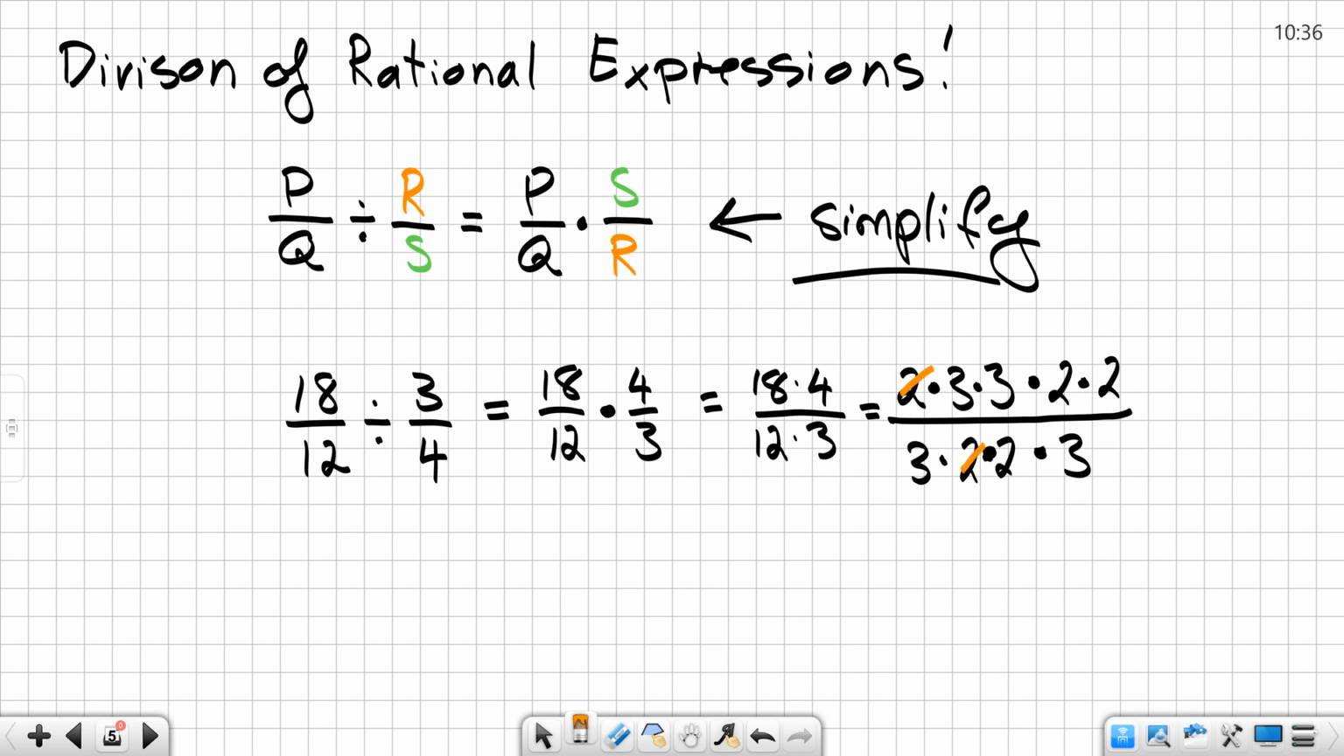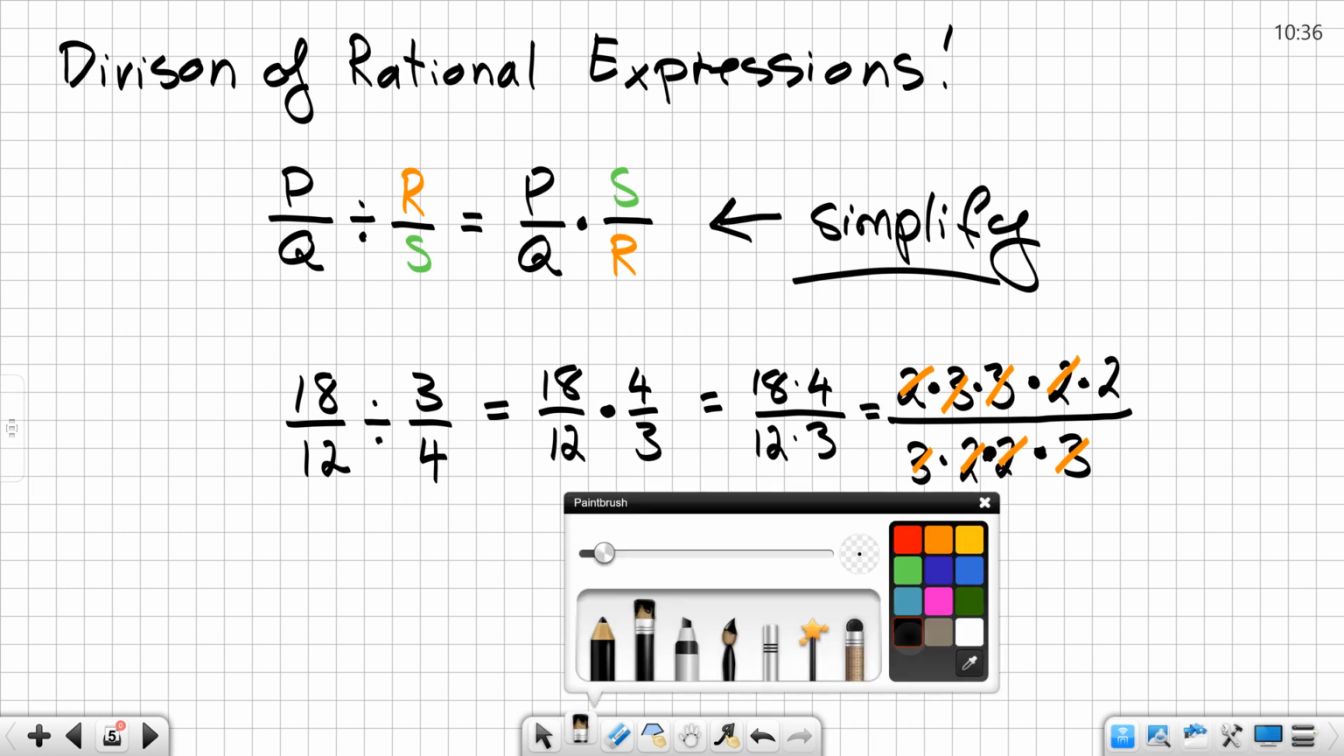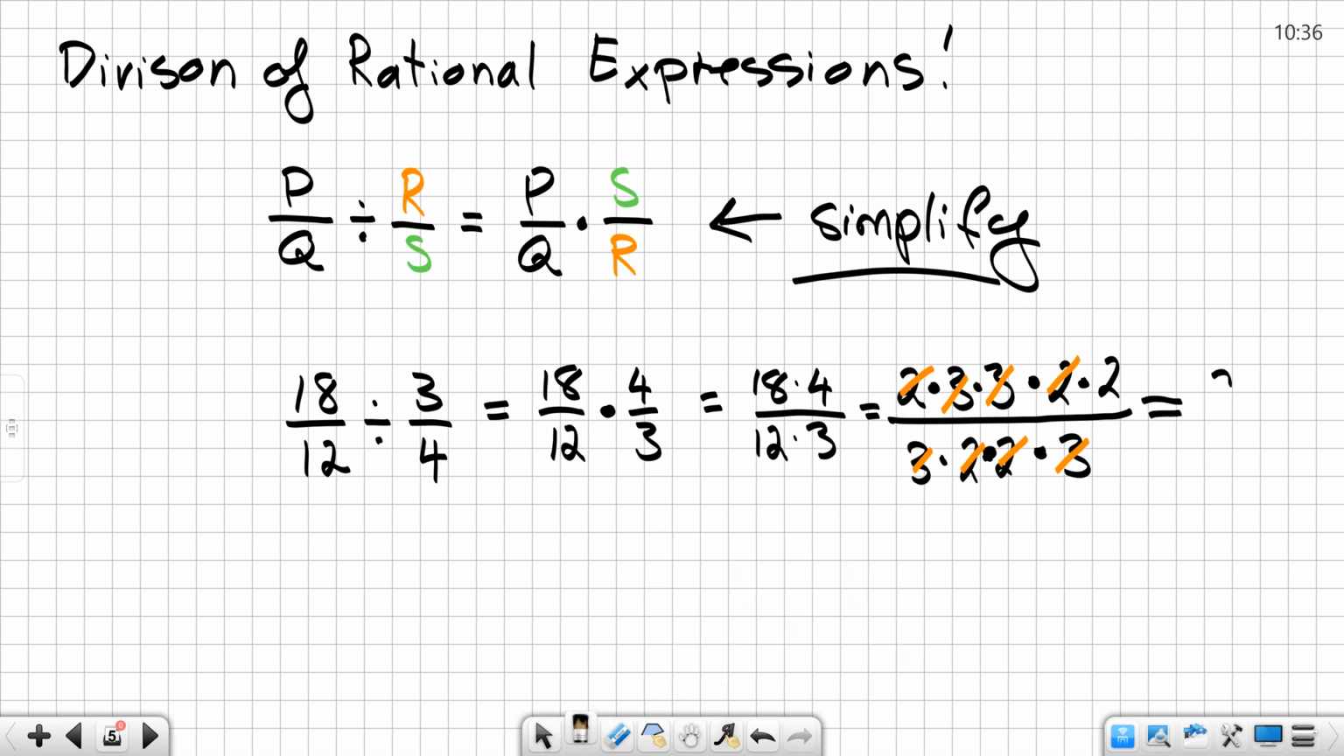There's a factor of 2. There's a factor of 3. There's a factor of 3. And there's a factor of 2. Oops. All that is left is 2. Well, what is left in the bottom? Don't say nothing. There's always a 1. I do not need to write this 1. So in other words, 18 over 12 divided by 3 over 4 is nothing else but 2.